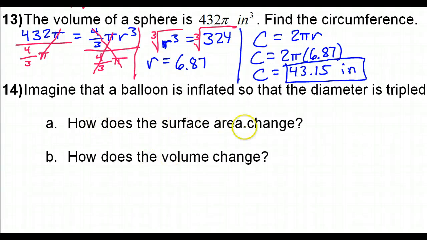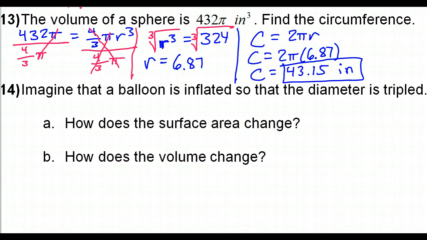Alright, how does the surface area change? How does the volume change? It doesn't matter that this is a balloon. They could have said airplane, television set, swimming pool. It does not matter. The changing length, area, and volume works the same for any kind of shape.